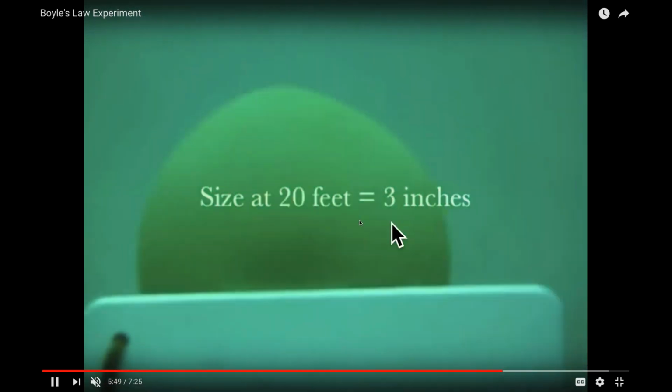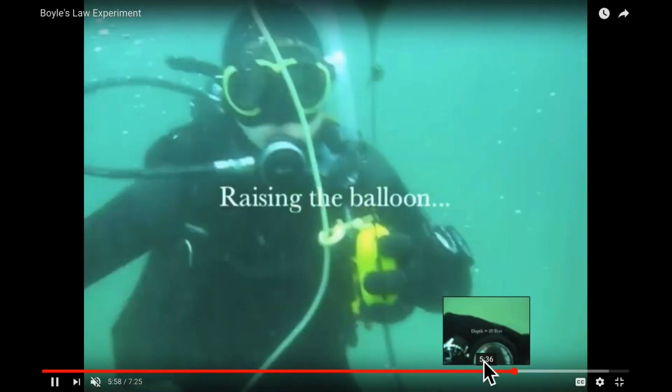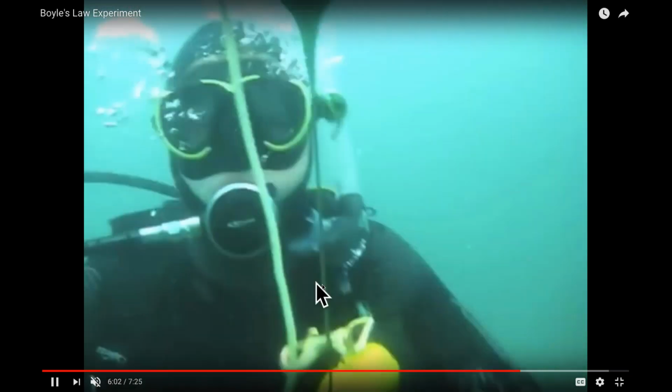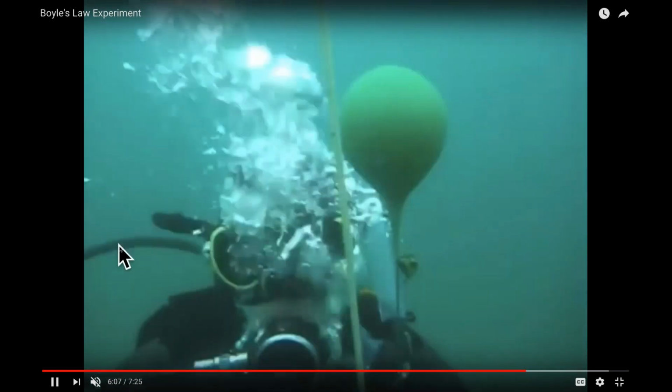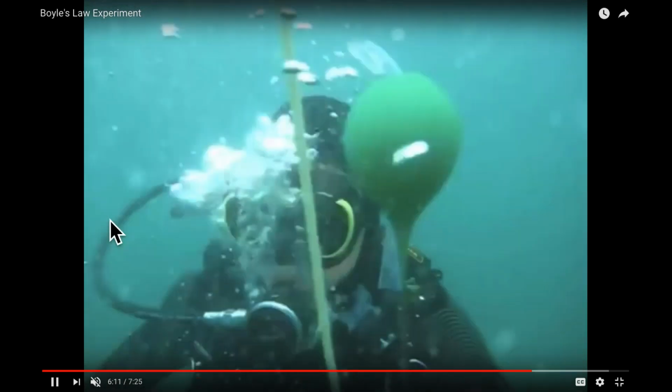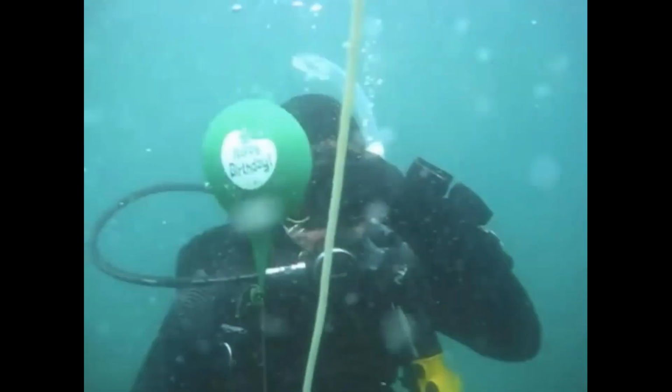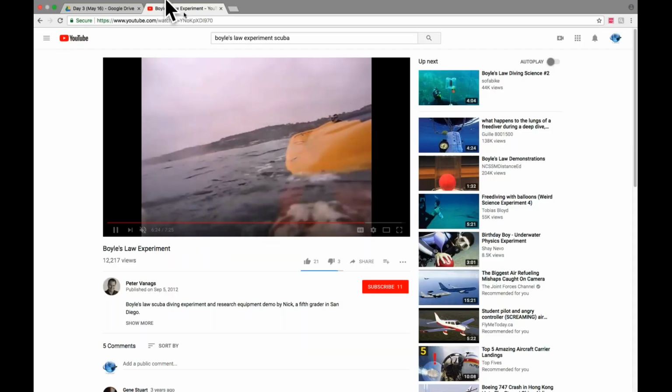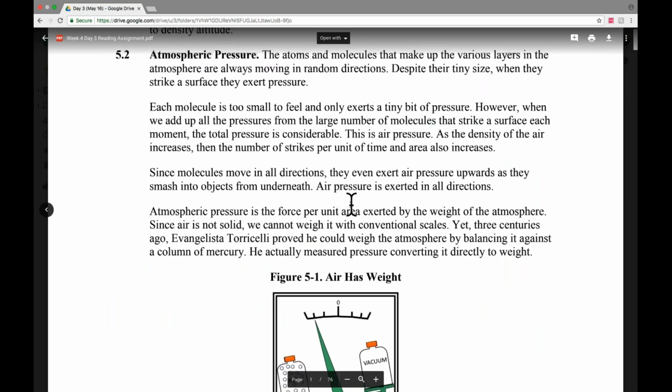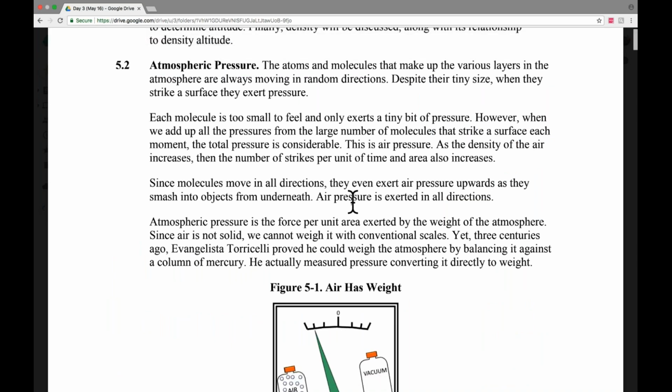So at 20 feet, the balloon's only 3 inches across. This is only 20 feet of water too. I've done this in 60 feet of water and it's a pretty huge difference. And look how small the balloon is. As it gets closer to the surface, you'll see the balloon expand. It's the same exact thing with air. It's just in diving when you do that, Boyle's law basically shows you that if you don't breathe on your way up, on your ascent, your lungs will explode. So that's basically how it concerns diving.